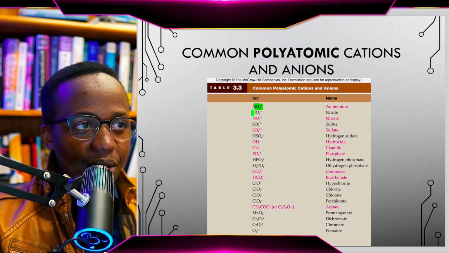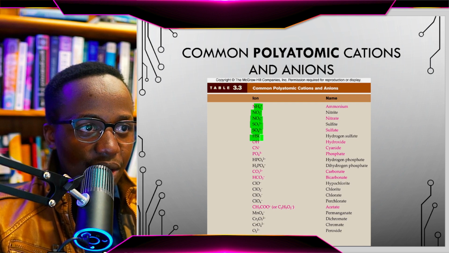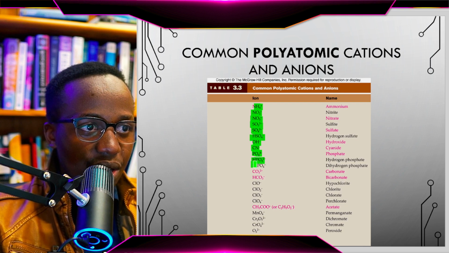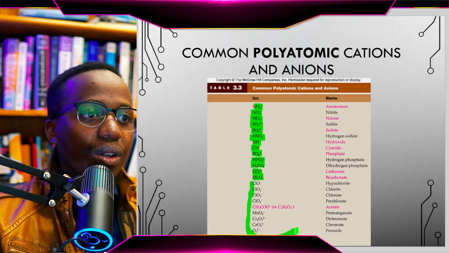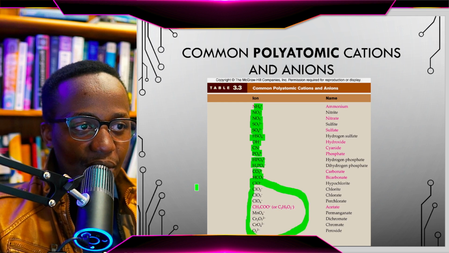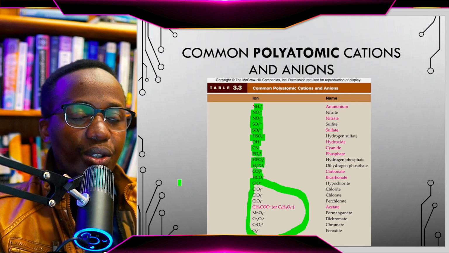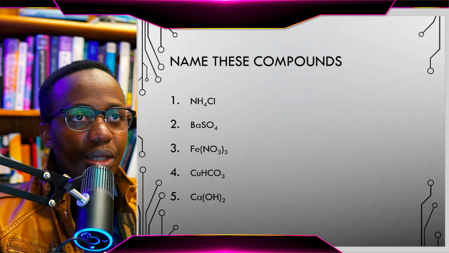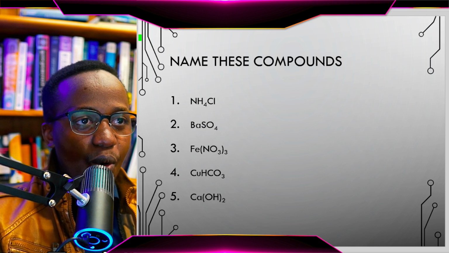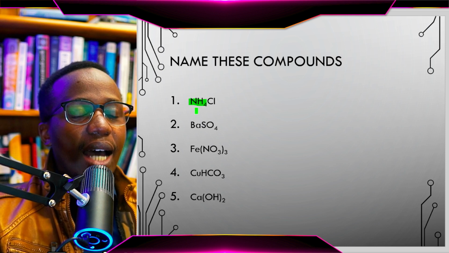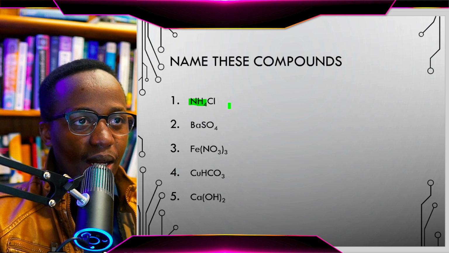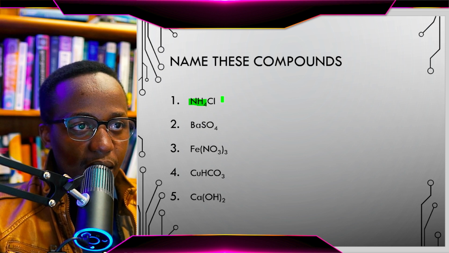So this is ammonium, nitrite, nitrate, sulfite, sulfate, right? Hydrogen sulfate, hydroxide, cyanide, phosphate, hydrogen phosphate, dihydrogen phosphate, carbonate, bicarbonate, and so on. You have to remember all of these, so that if I give you something to name, you name them the same way, remembering that this is a whole ion named ammonium. So this is ammonium chloride.